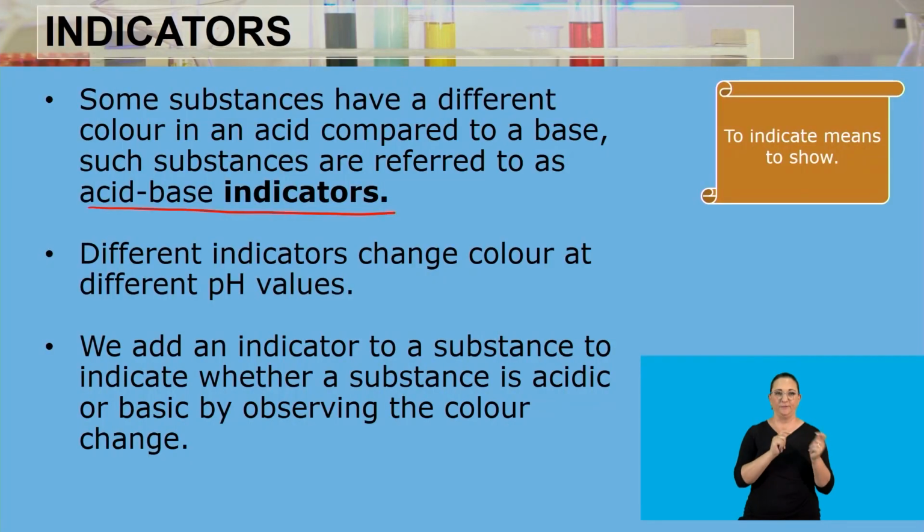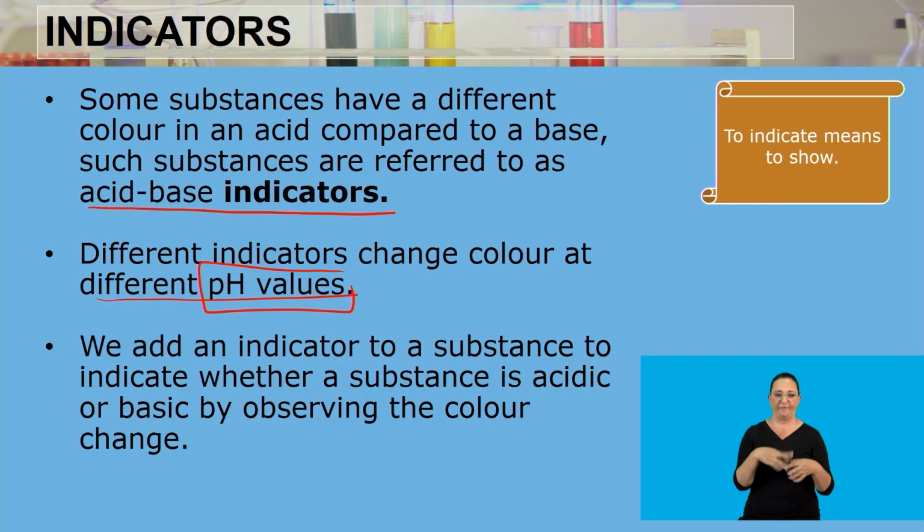So different indicators change color at different pH values. So we can have multiple indicators and they will each change color differently depending on the pH value. You might find that if you pour an indicator into a strong acid, the color change is going to be red. If it's into a weak acid, it's going to be orange. So you'll notice that the color changes between a strong acid and a weak acid are different. And that is because there is a difference in the pH value of the two substances, either a weak acid and a strong base, or a weak acid and a strong acid.